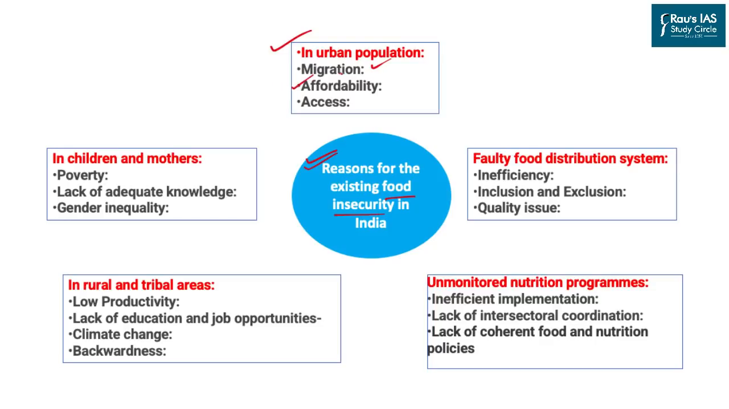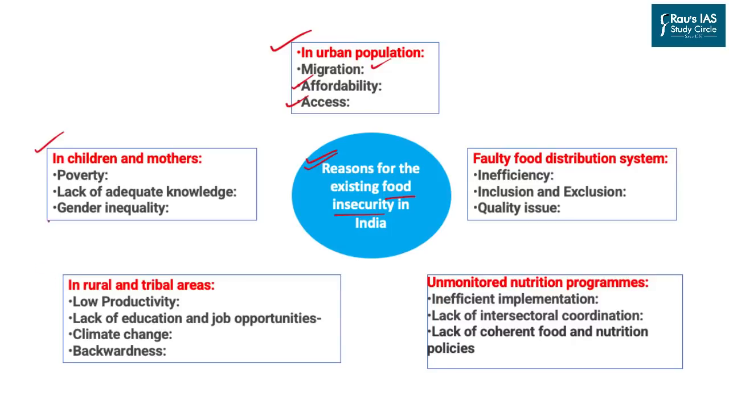Then comes affordability. The food prices in the urban areas are very high, and this is one of the reasons why food becomes unaffordable to the urban poor population. And then comes access, because urban areas are largely extended and the food provided by the authorities to the poor people could not reach them on time. And apart from that, there is the issue of urban corruption.